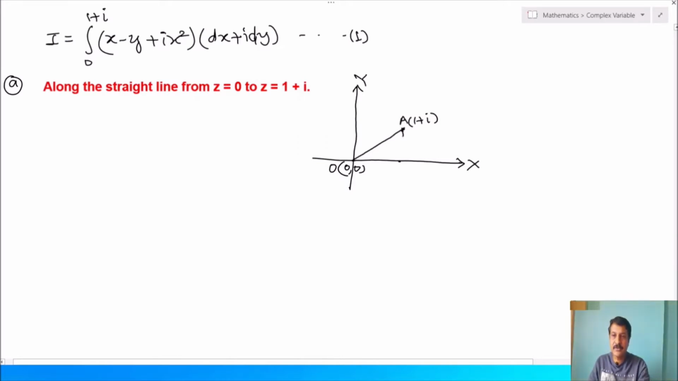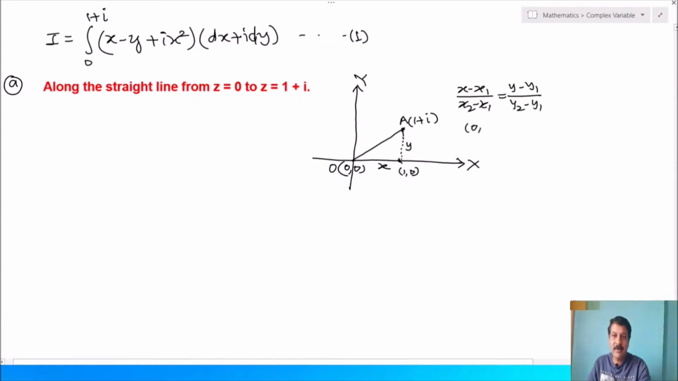So what is the equation of this line? Note that this is your x value, this is your y value, and this point is what? Your 1 comma 0. So what is the equation of this line? You just see here, if you don't know how to find the equation, if we have two points, then it is x minus x1 upon x2 minus x1, that is equal to y minus y1 upon y2 minus y1.